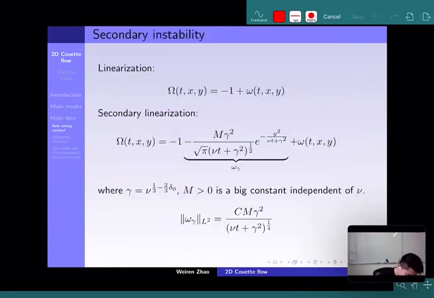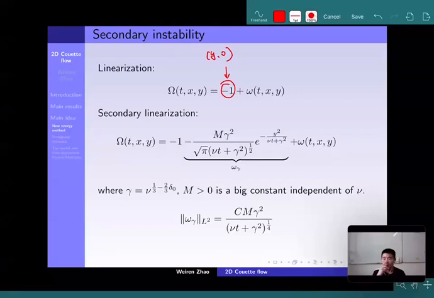Okay, so now let's move to the main idea of the proof. In the previous paper, we linearized around the Couette flow. Let's say I write it down in vorticity form. So the -1 is the vorticity of the Couette flow, and then we linearize around the -1. Then we obtain the equation of omega.